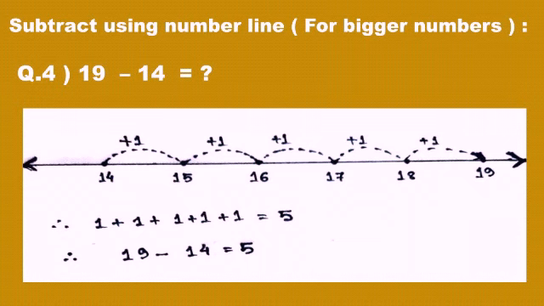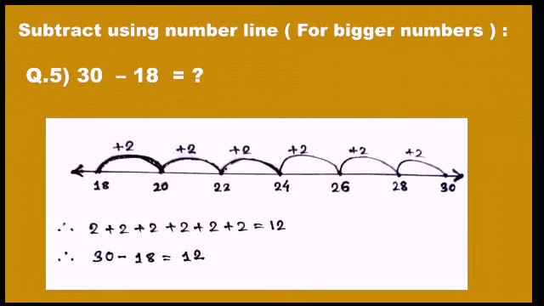Then, how many ones are involved? Just mark it. Then, you have to add it. 1 plus 1 plus 1 plus 1 plus 1. That means 5. So, the answer is 19 minus 14 equals 5. It is also for the bigger number subtraction.